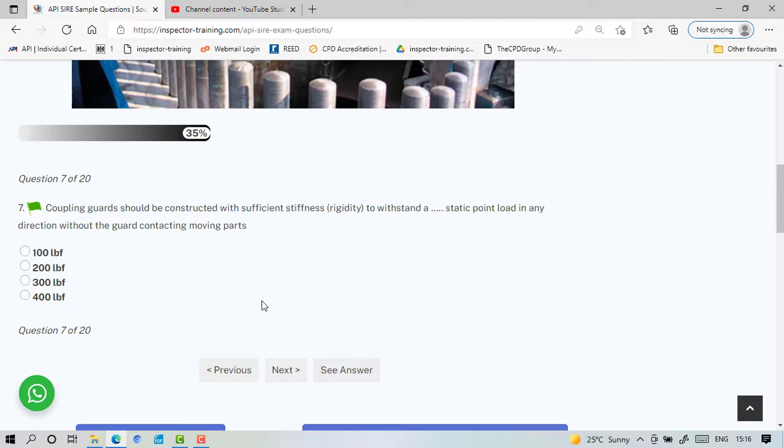Coupling guards should be considered with sufficient stiffness and rigidity to withstand a 200-pound static point load in any direction without the guard contacting moving parts. The 200 pounds is the weight of a regular human being, and that's why.